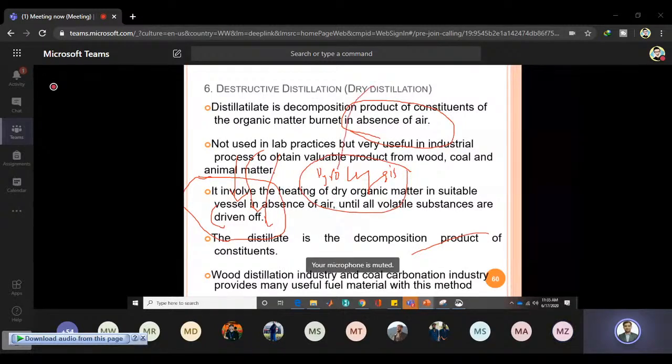So that dry distillation can be one of the types of pyrolysis. Another is thermolysis, right? In thermolysis, definitely we apply a lot of temperature into it, but we do not fix it with absence of air. There can be air, there can be water as well.